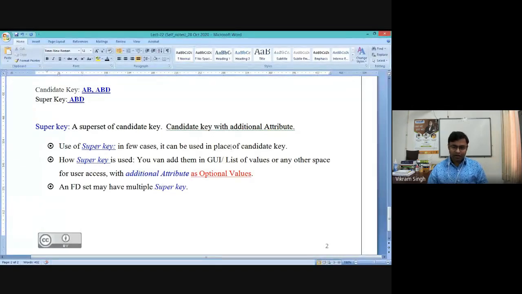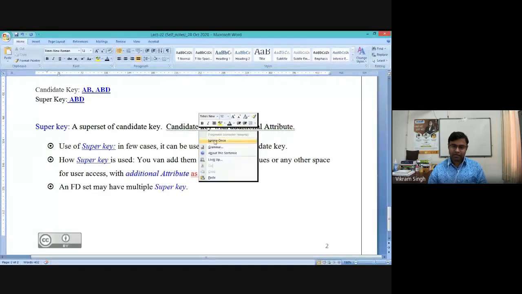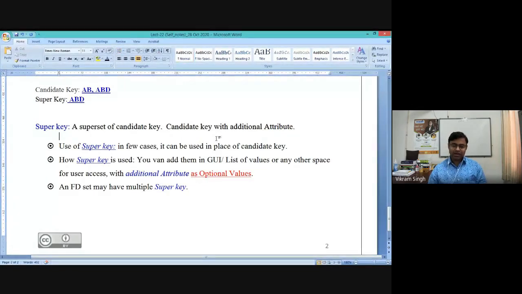Now you can use the super key wherever we are using candidate keys also. The use of a super key is the same as the candidate key. Like in the previous discussion, we saw that a candidate key can be used to derive the values. Wherever we are using a candidate key, you can use super keys also. It is up to your approach. If you want to provide these additional attributes along with the candidate key, then we say we are using the super key approach.